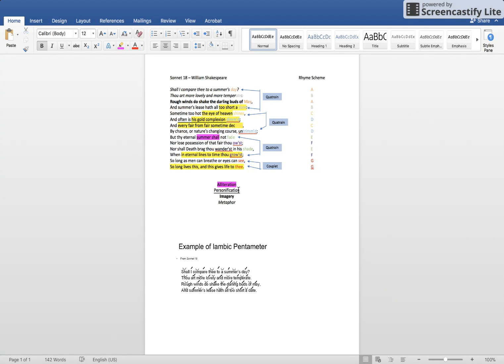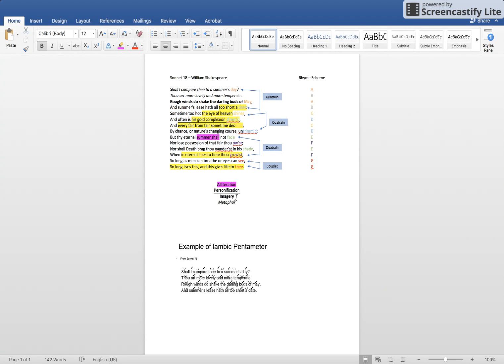And then, of course, we've got personification. This whole poem is full of it, and William Shakespeare as a whole is full of it for sure. I have it underlined here: "Often is his gold complexion dimmed." Obviously, the sun is not a human, so it is not possible to say him or her. So because Shakespeare chooses to say the sun as "his" right here, that is personification.